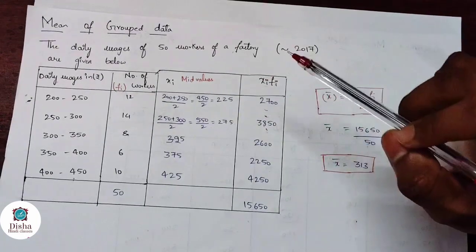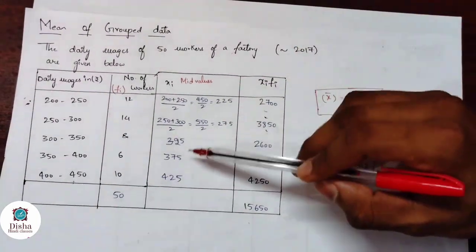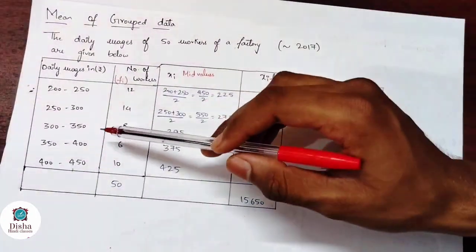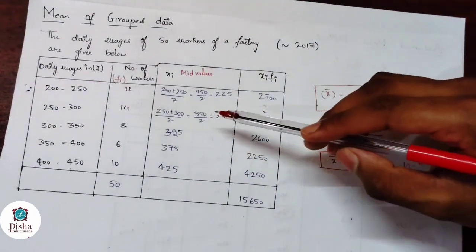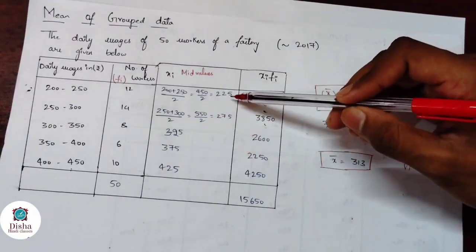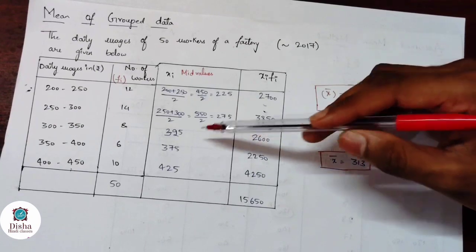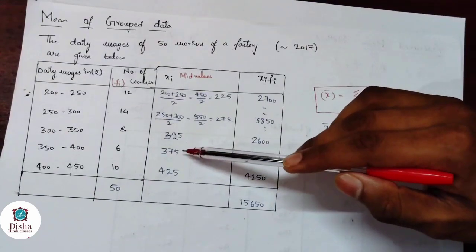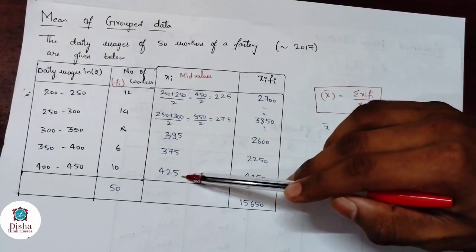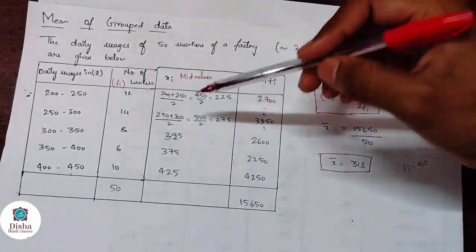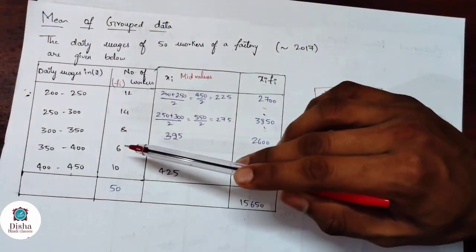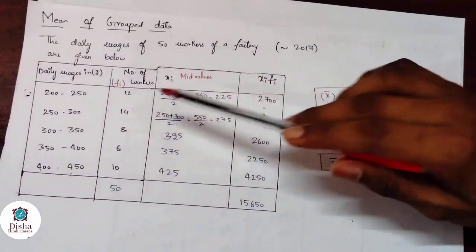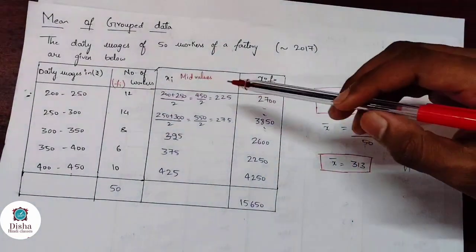is 50 only. So here you can assume that the difference between the next mid value will also be 50. If you want, you can do it for every set of observations, but in my presumption you can take directly 225 plus 50 would be 275, then you add 50 to it, you will get 325. If you add again 50 to it, you will get 375, then again 425. If you are in doubt, you can do the same method by adding the lower limit and upper limit, then dividing it by 2. Now we will be multiplying the mid values with the frequencies.